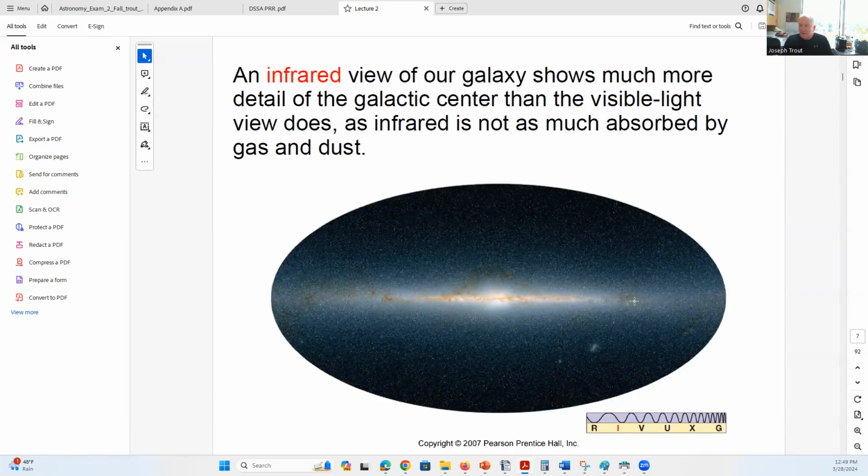This shows an infrared view of our galaxy, and it shows much more detail than the visible light view does. The infrared is not absorbed as much by the gas and the dust of the galaxy.